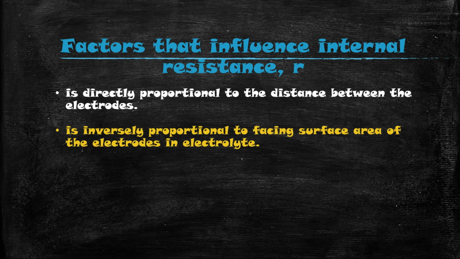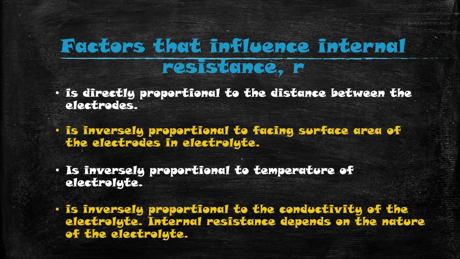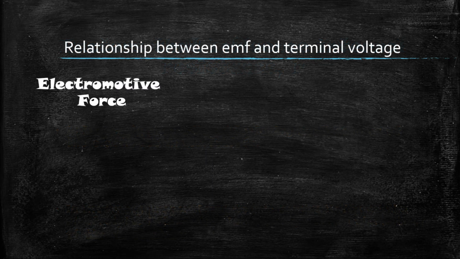dipped in the electrolyte. It is inversely proportional to the temperature of the electrolyte, meaning that as temperature increases, internal resistance decreases. This is because as temperature increases, the mobility of the ions inside the electrolyte increases. The internal resistance is also inversely proportional to the conductivity of the electrolyte, meaning it depends on the nature of the electrolyte. So what is the relationship between EMF and terminal voltage?